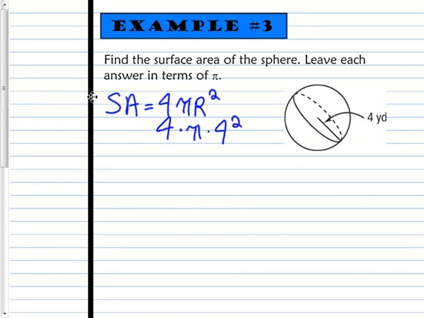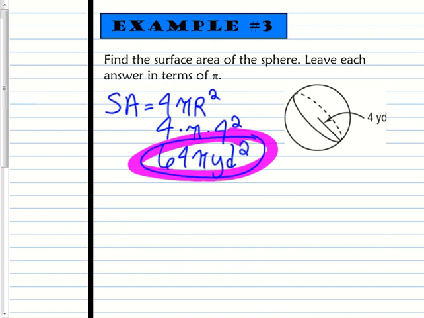So pause this video, work out the problem, write the answer in terms of pi on your paper. The answer is 64 pi yards squared. 4 squared is 16, times 4 is 64, so 64 pi yards squared is the surface area of that sphere.